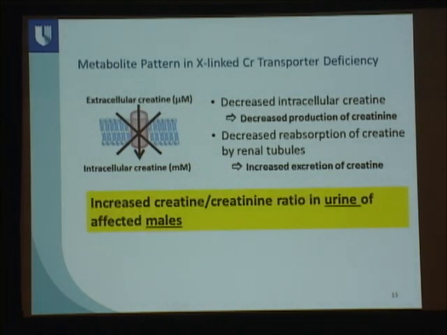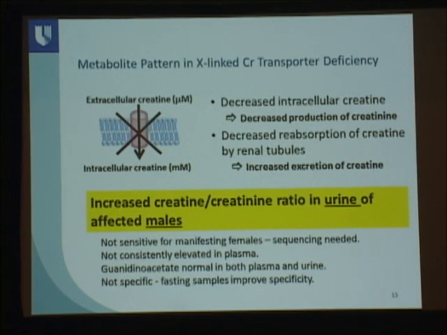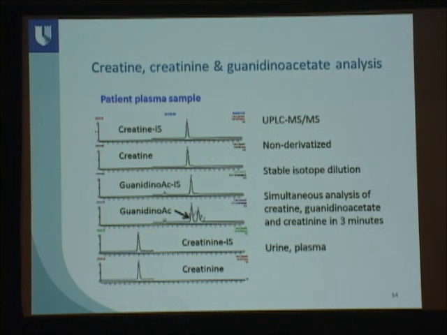So consequently, you have an increased ratio of creatine to creatinine in the urine of affected males, but this is not true for females. Females may have normal levels. Also, plasma is not useful in this disorder. Guanidinoacetate is normal. And finally, there are non-specific causes for elevations of creatine. So you need to show persistent elevation of this ratio in patient samples by testing more than one sample.